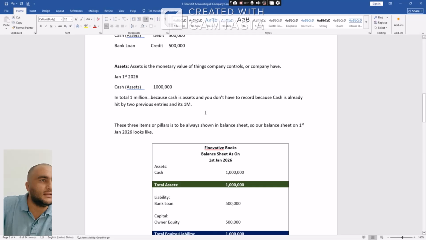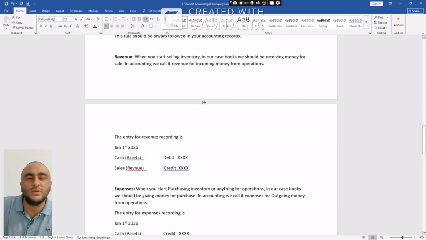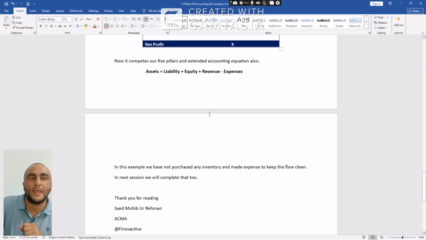Then revenue: when we start selling something, selling inventory, selling books in our case, money will be received from the customer. So it's called revenue in accounting. This is the fourth pillar. And the last one is expenses. When you purchase inventory, or pay anything like the electricity bill or water bill, it's called expenses. And expenses is the fifth pillar of accounting.